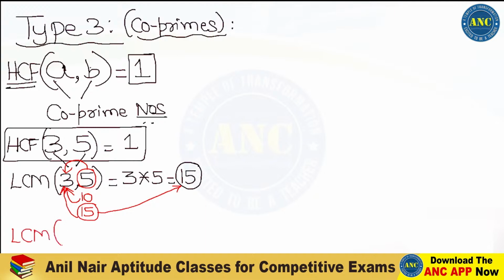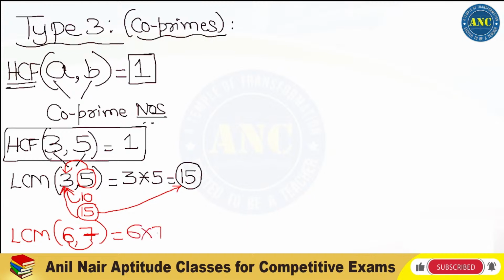Now, suppose for example, the LCM of 6 and 7. 6 and 7 are co-prime to each other. Just for your information, 6 and 7 are consecutive natural numbers. What is the meaning of consecutive natural numbers? Consecutive natural numbers are the numbers which are next to each other. So if you take any two consecutive natural numbers, they will always be co-prime to each other. That means the HCF of any two consecutive natural numbers will always be 1, and the LCM of co-primes is the product of the numbers. A very simple way, you can say it is 42.